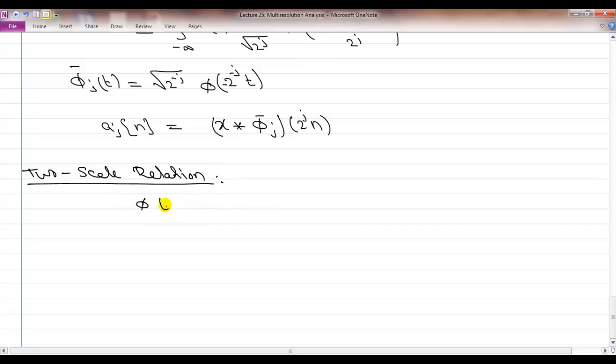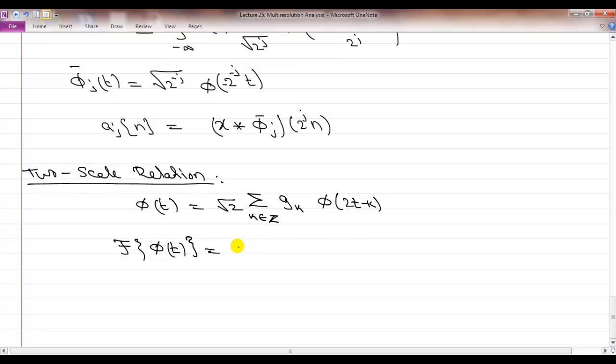that phi of t is a linear combination of phi at the scale of 2 to the minus 1. So I have the sum over k belonging to Z of g of k, square root of 2, phi of 2t minus k. Now I can take the Fourier transform of that, assuming that it exists. Since the Fourier transform is linear, I get the sum over k belonging to Z of g of k times the Fourier transform of phi of 2t minus k.